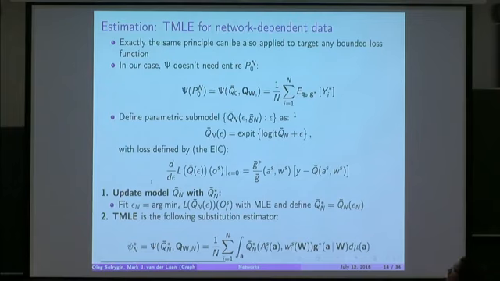So in this case, notice that our parameter depends on the Q bar, which is the conditional expectation of the outcome, and the joint distribution of the W's. So if we ignore for a moment the issues with estimating the joint distribution of the W's, we know that we only care about estimating this conditional expectation, which could be a conditional density if the outcome is, for example, continuous, or it could be just a binary regression problem. So we can do exactly the same trick.